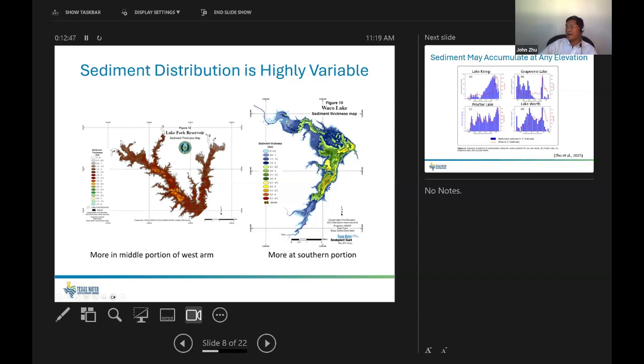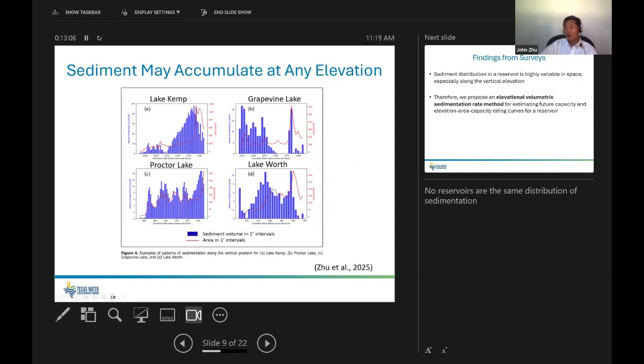Also, there are two main arms of the reservoir, and in the southern arm there is a lot of sediment. Also, you can see at the lowest portion there is some sediment, but in the middle there is more sediment. So checking into the detail, we can compute the sediment volume at each elevation interval.